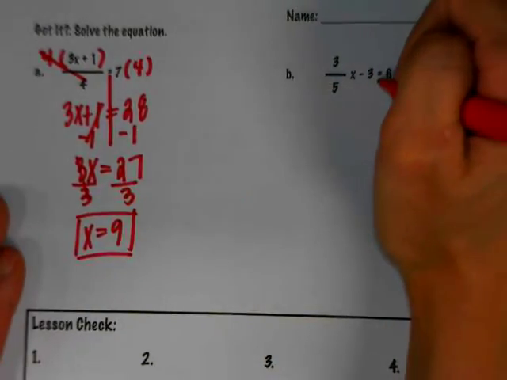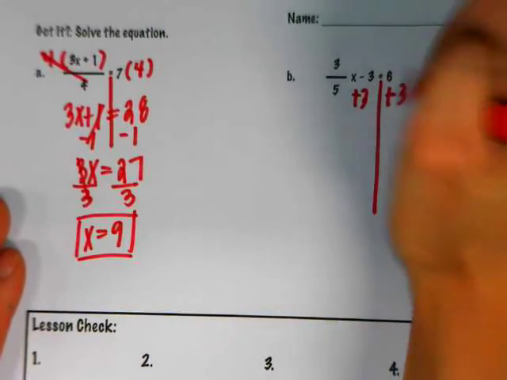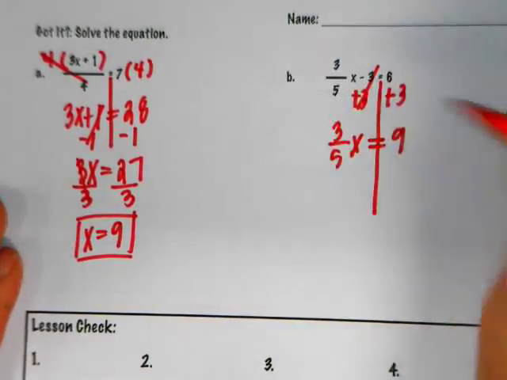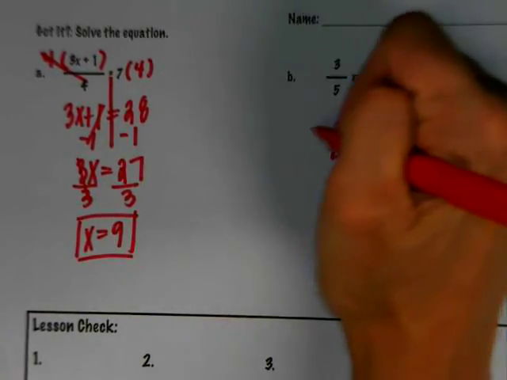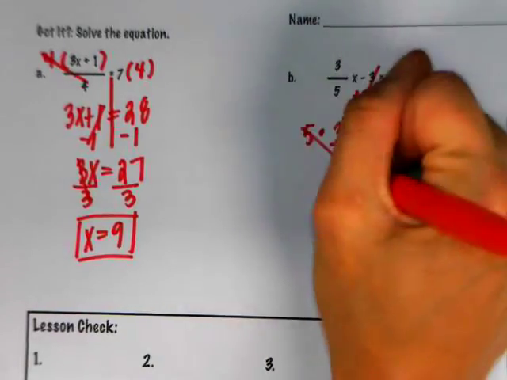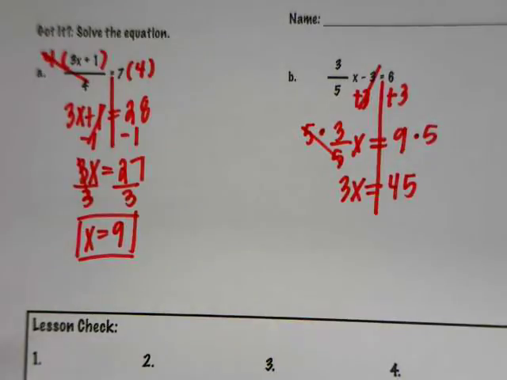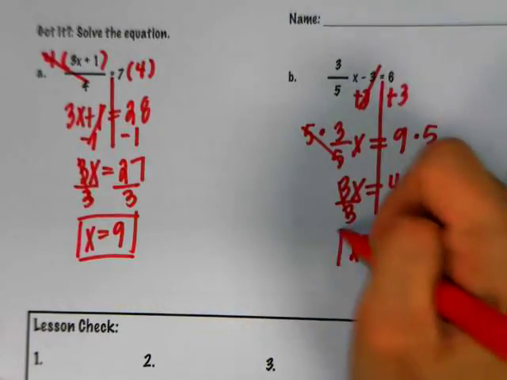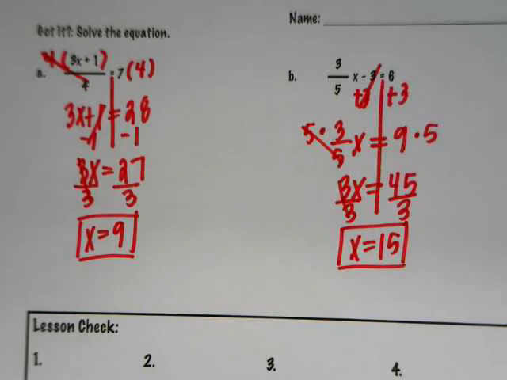And on B, you would have to get rid of the minus 3 first by doing plus 3. So you have 3/5 x equals 9. And then if you want to do times 5 over 3, like do the whole reciprocal, you can. Or I'm just going to do times 5 first to cancel. So you have 3x equals 45. And then I'll divide by the 3. So you get x equals 15. Okay? All right.